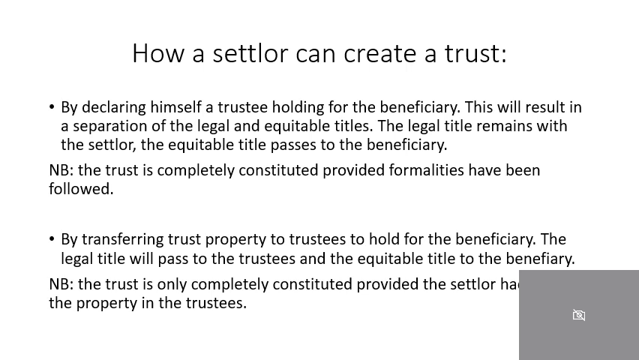So these sort of trusts where a settlor declares themselves as trustee are automatically completely constituted, which means if the grandfather now decides, I don't want my grandchildren to have these shares anymore, the grandchildren will have every right to enforce the trust. How? By applying for an order of specific performance to force the grandfather to hold the shares on trust for them. Why?